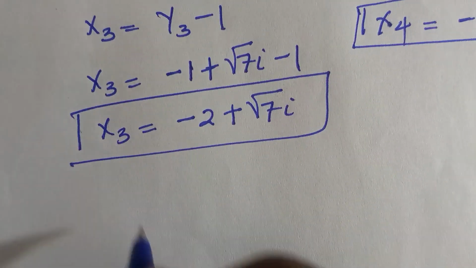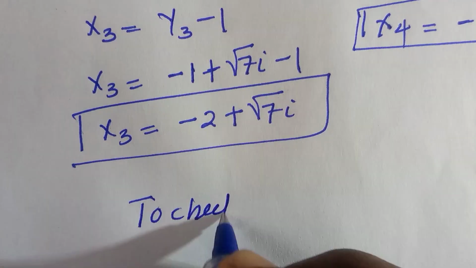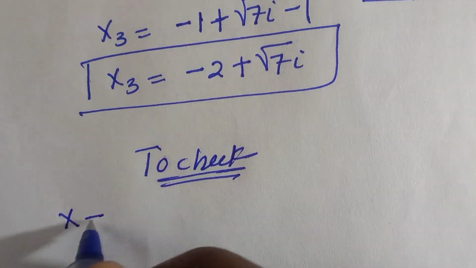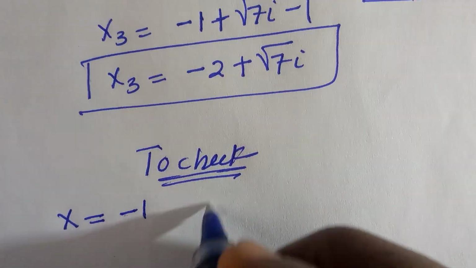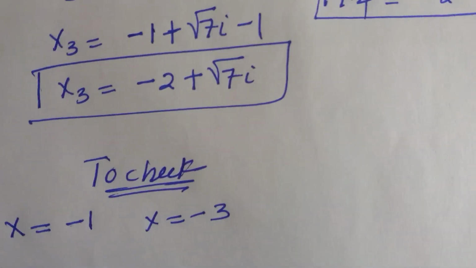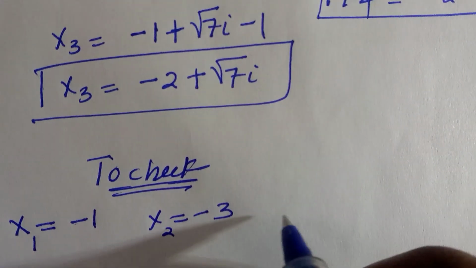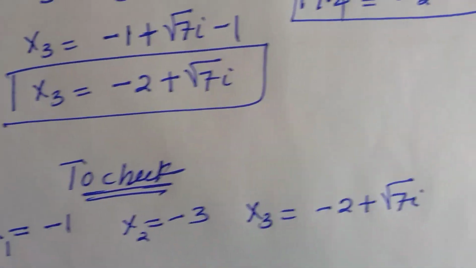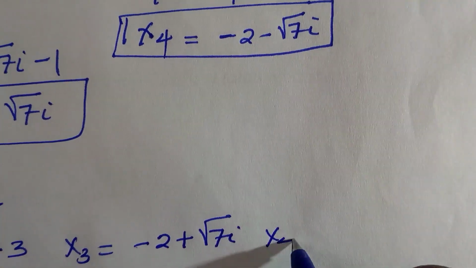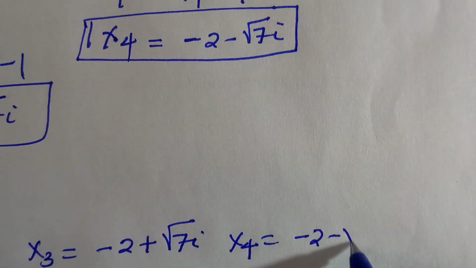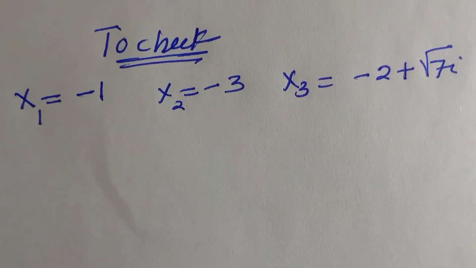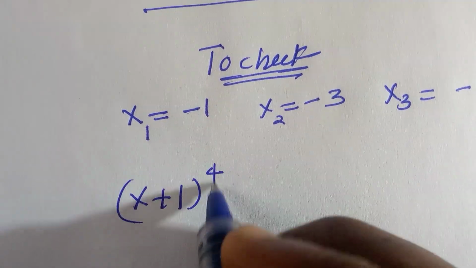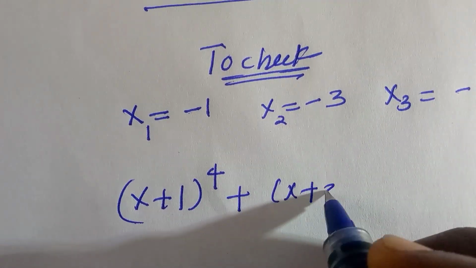And let's see how to check if all these are really equal or not. I'm going to write all the roots out. For the first root, which is x1, we get minus 1. For x2, we get minus 3. And for x3, we got minus 2 plus root 7 i. While for the last one, which is x4, we got minus 2 minus root 7 i. But I'm only going to test for x1 and x2, so they are easy to check. They are not going to give us a problem.